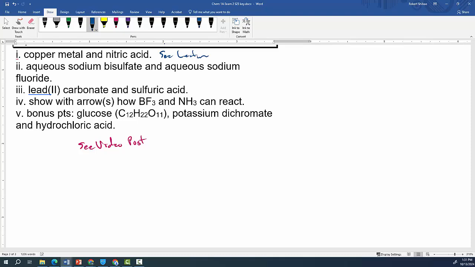Aqueous sodium bisulfate and aqueous sodium fluoride. Now we can do that here, sodium bisulfate and sodium fluoride. This is not metathesis, because if we switch the ions here, it's just going to form the same thing. So there's no reaction for metathesis or double replacement. So we'll check acid-base.